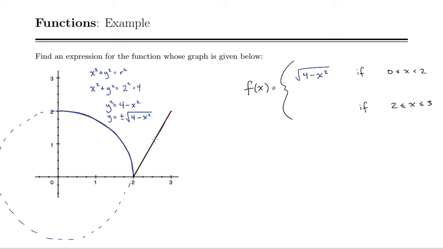Okay, now we've got this line. We need the equation of that line. And in general, the equation of a line is y minus y naught equals m times x minus x naught. This is point-slope form of a line, where we have the point x naught, y naught, and we've got the slope m.